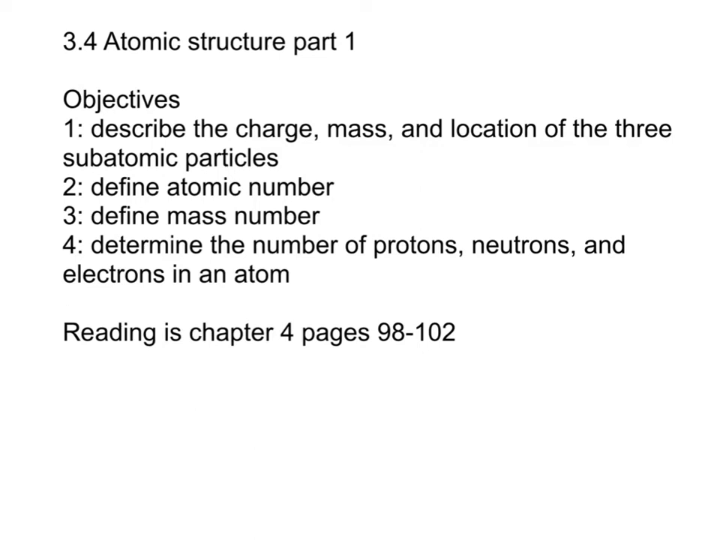So in lesson 3.4, we're going to begin to take a look at atomic structure as we currently understand it. Yep, and the objectives are to describe the charge, mass, and location of the three subatomic particles. We will then define atomic number, define the mass number, and then show you how to determine the number of protons, neutrons, and electrons in an atom, as well as, I believe, how to represent different isotopes in a couple of different notations that we've come up with for representing them.